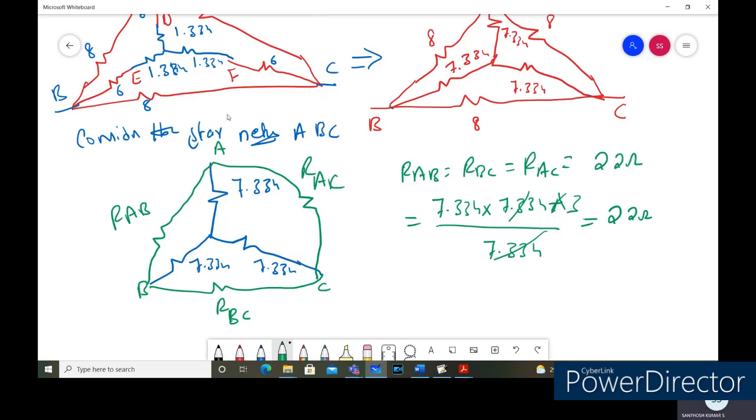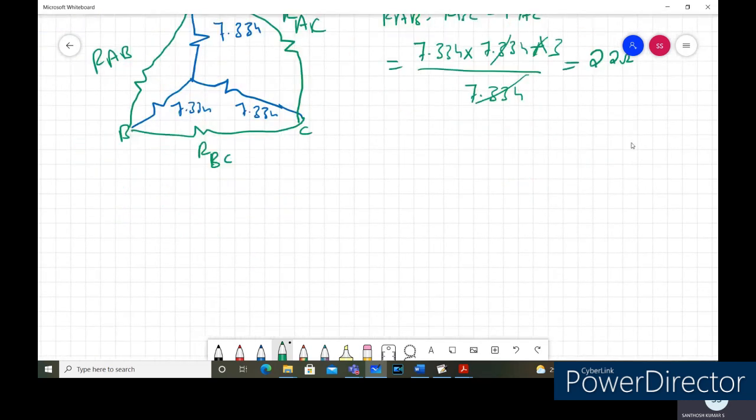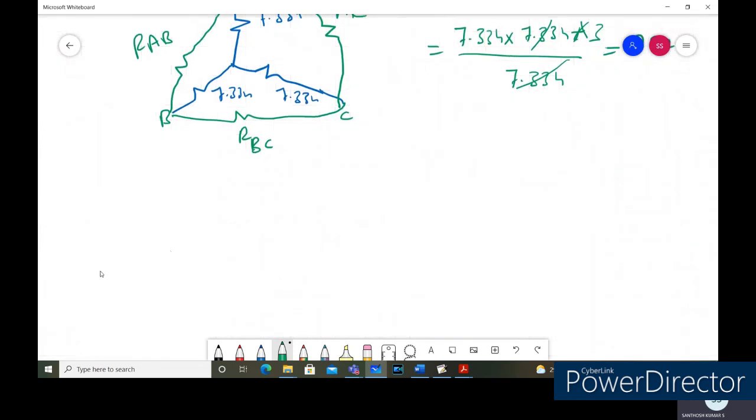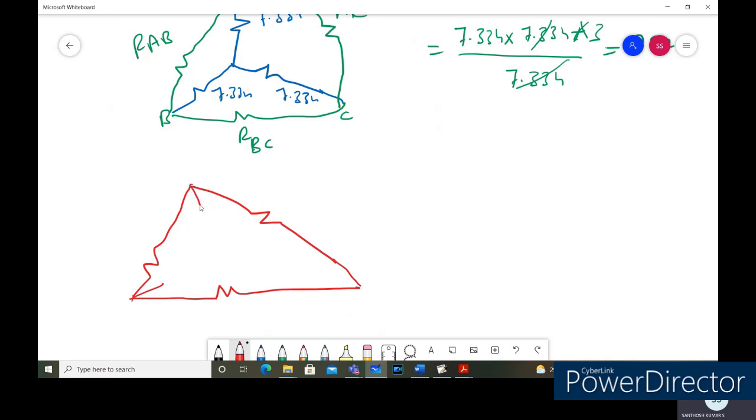So we can replace this part of the network with 22 ohms for each one. Let us do it. So this interior part, the star network, will be replaced with the delta network. I'm going to write the outermost star network here. So this is with the 8 ohms. And parallel to this one, we can replace it with the other delta network. Another delta network we'll replace.